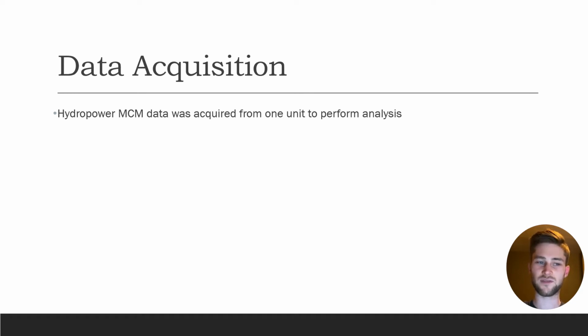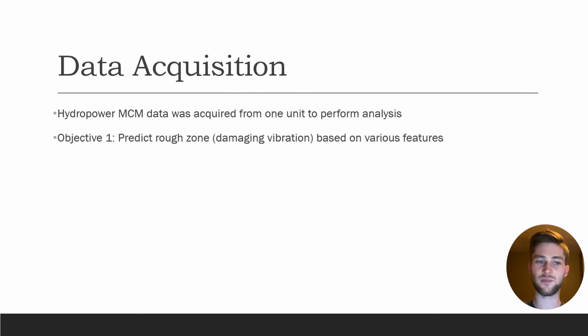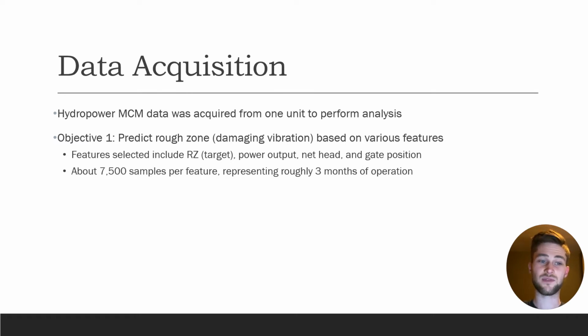There were two objectives in this study. The first objective was to predict rough zone, which is damaging vibration, based on various features. The features selected included rough zone, which is our target variable, power output, net head, and gate position. About 7,500 samples were selected per feature, which represents about 3 months of generator operation, and that's downsampled data.